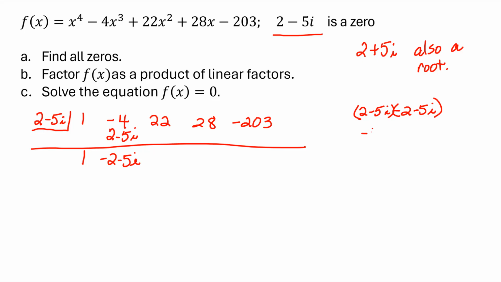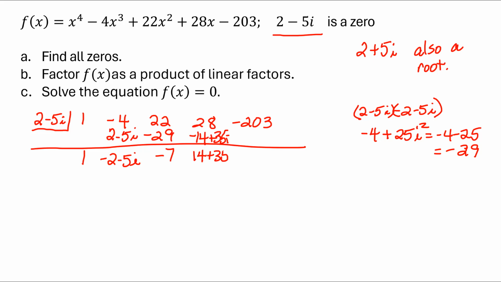So it looks like this. 2 times negative 2 is negative 4. And then I'm going to have negative 10i and positive 10i for my middle terms, so that just ends up being 0. And then negative 5i times negative 5i is positive 25i squared. So that's negative 4 minus 25, which is negative 29. And that's what I'm going to put right here. If I add that, I get negative 7. And negative 7 times 2 minus 5i is negative 14 plus 35i. And I'm going to add that to get 14 plus 35i.